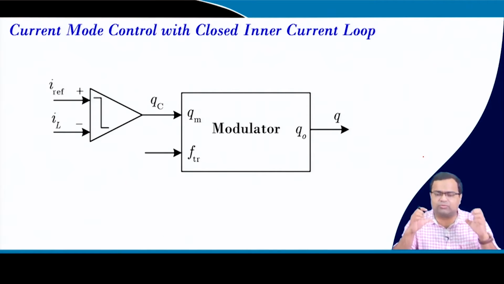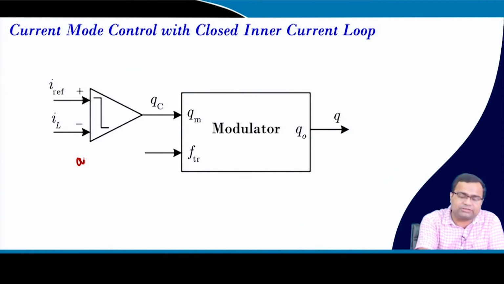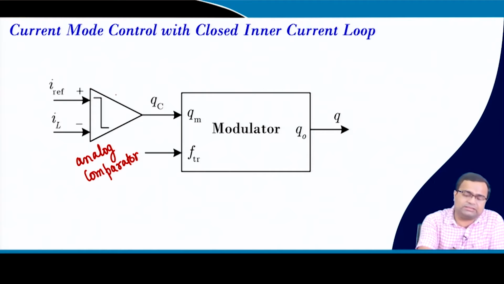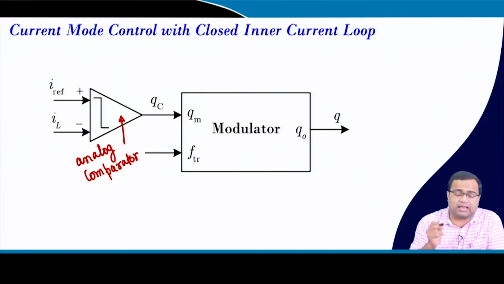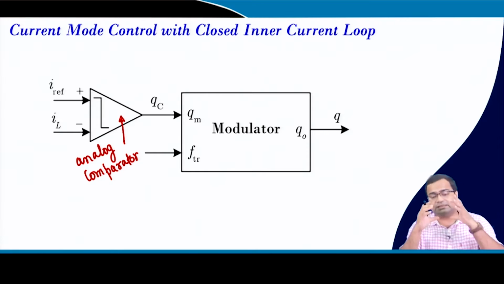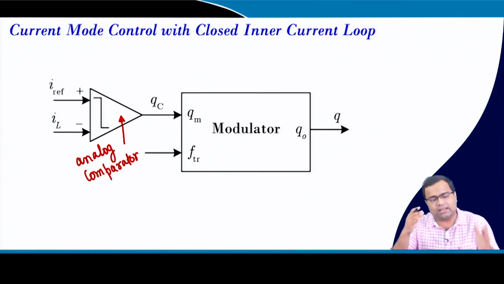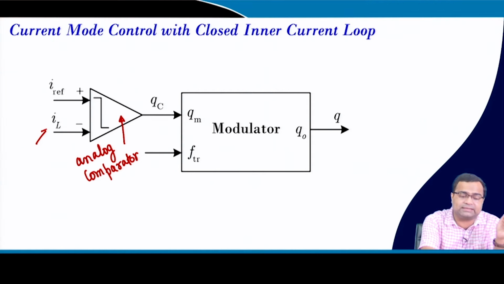I want to start with the basic modulator. This is a building block. If you want to implement a current mode control logic, the first thing we require is an analog comparator. This analog comparator is used to compare the reference current and the inductor current. Here the inductor current we are showing is the sensed inductor current.